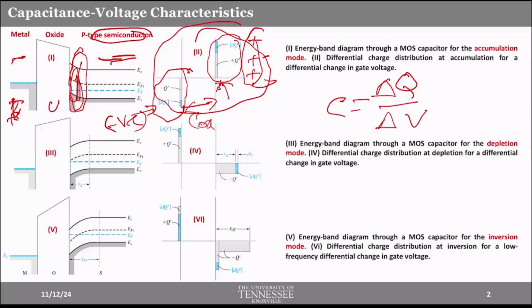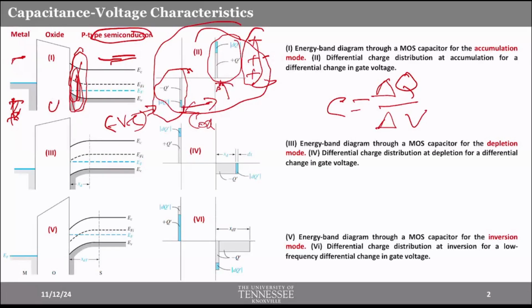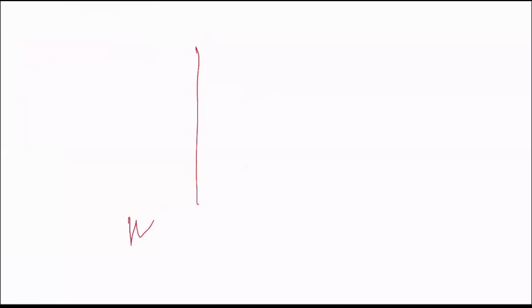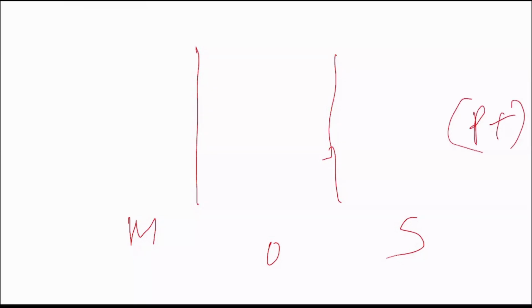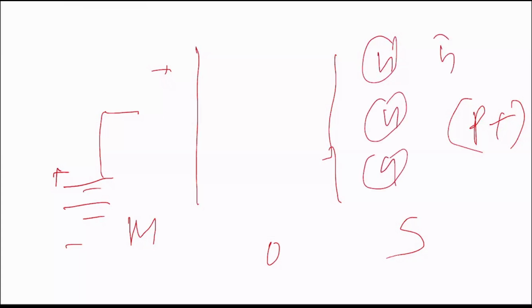And let's now apply a positive voltage. Let me draw it more clearly here. We have a metal here, an oxide layer here, and a semiconductor here. This is a P plus semiconductor. Now, in the depletion layer, if we connect it with a positive voltage or positive battery, what will happen? Positive repels positive, right? We have a lot of holes in the p-type semiconductor.